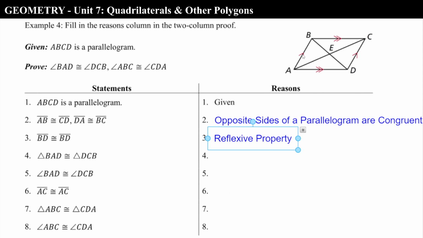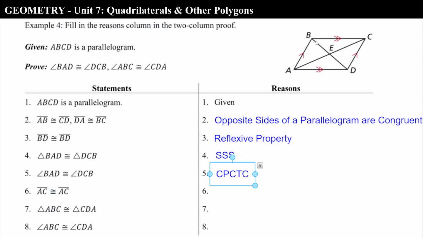So we know that triangle BAD, which is here, is congruent to DCB, because we have a side, a side, and a side. So those two triangles are congruent by side, side, side. And then we know that angle BAD is congruent to angle DCB. And the reason for that is because corresponding parts of congruent triangles are congruent. So we have shown the first thing that we set out to prove.